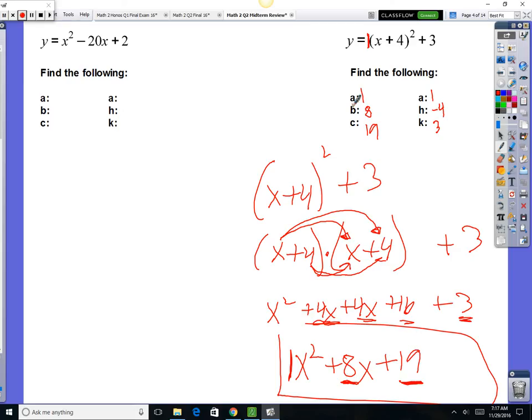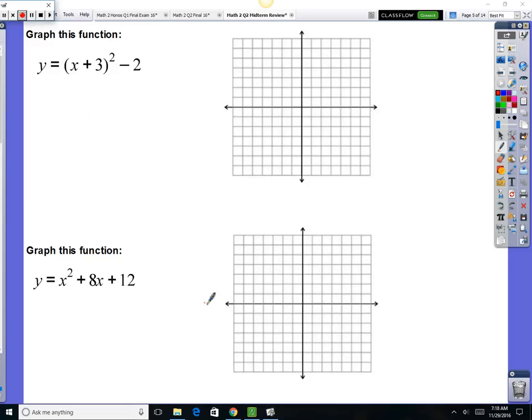So it's probably easier finding ABC if they give it to you in vertex form. If they give it to you in standard form and you have to find AHK, that one takes a little more creativity. Now when it's given to you in vertex form, it is super easy to graph. So first let's identify the A, the H, and the K. A is 1. H is not 3. H is always kind of opposite of what you think it is. H is a negative 3, and K is a minus 2.